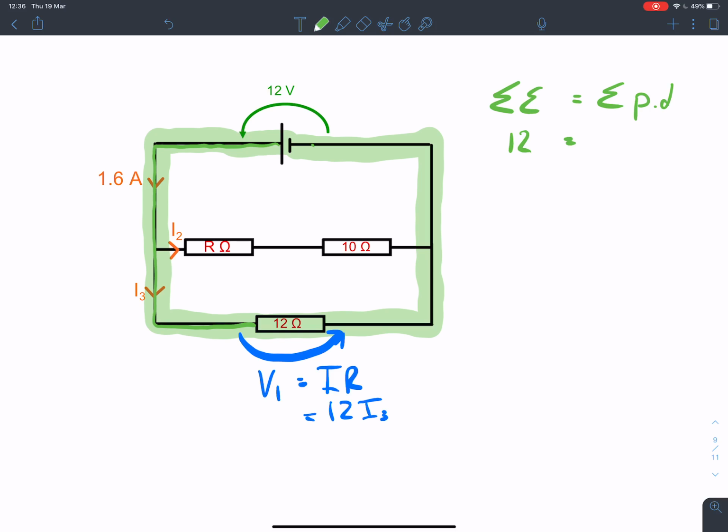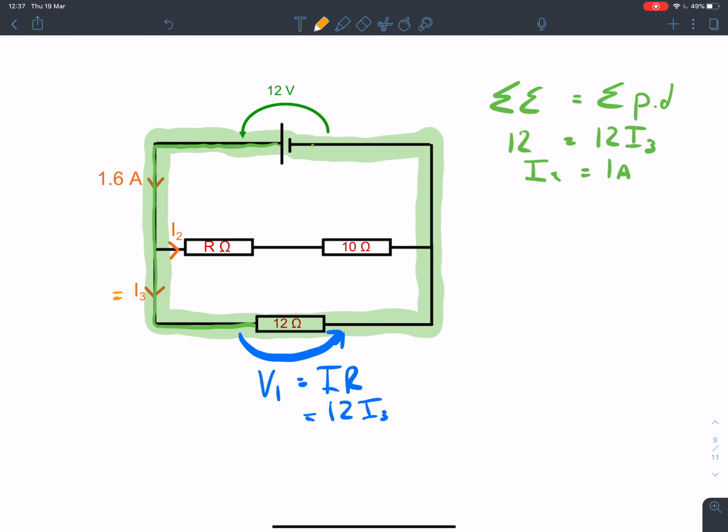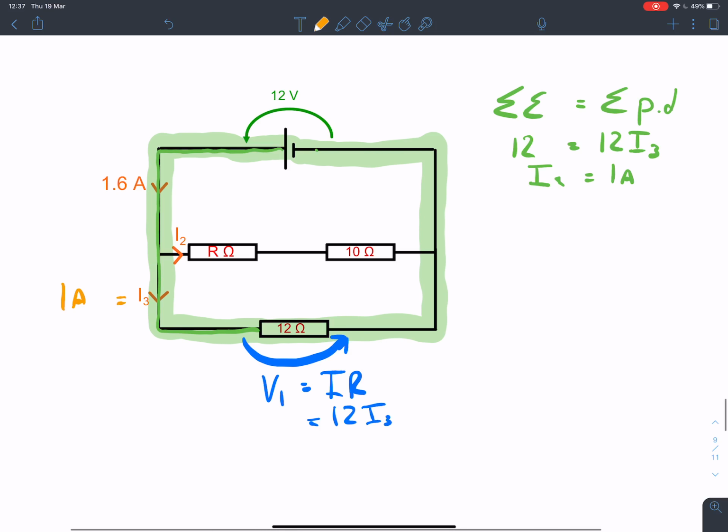So I'm going to say 12I3 here. Now I've got an algebraic equation. With a bit of rearranging, we can work out that I3 is going to equal 1 amp. So this current here will equal 1 amp. Okay, let's keep going.